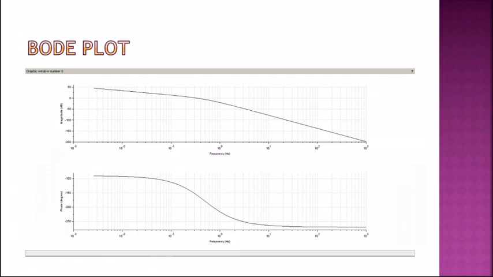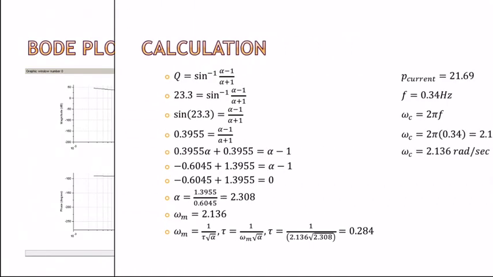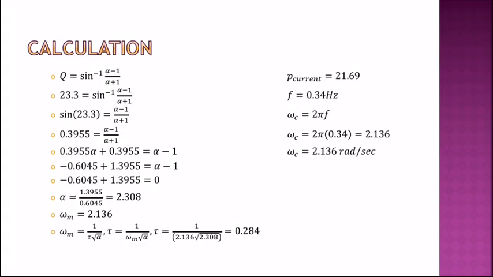Next we have the bode plot, which is the diagram for the code. Above, we have the magnitude, and below it we have the phase. So we can see the output of the code that we have generated by using the bode function, and we have to put the transfer function in brackets. Okay, we know that the current phase is equal to 21.69. The frequency is equal to 0.34 Hz.